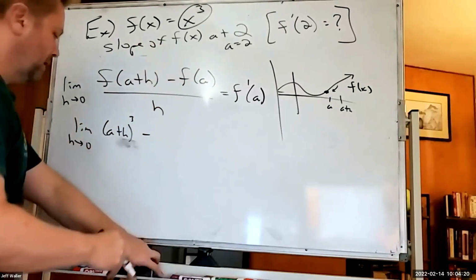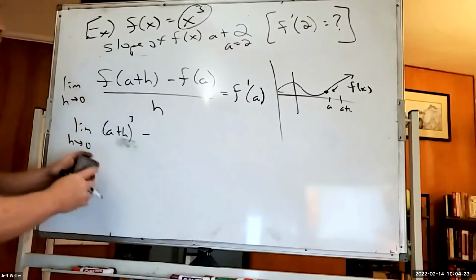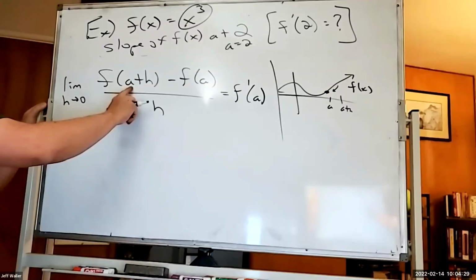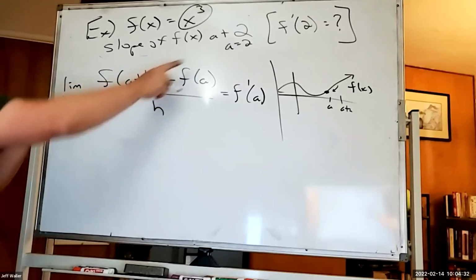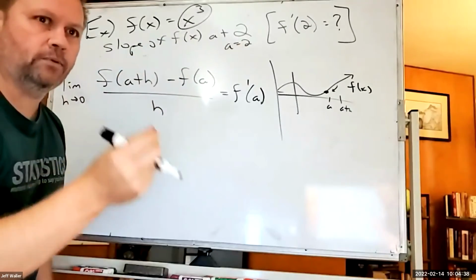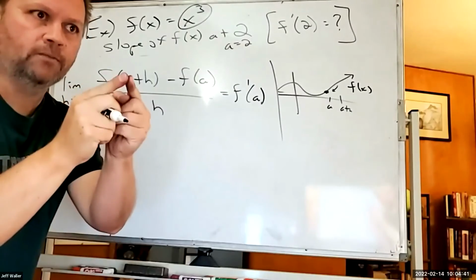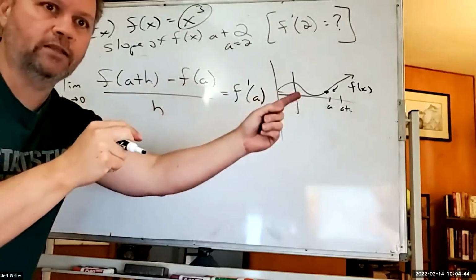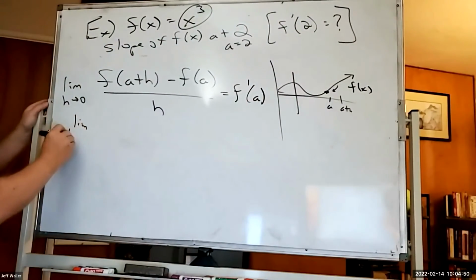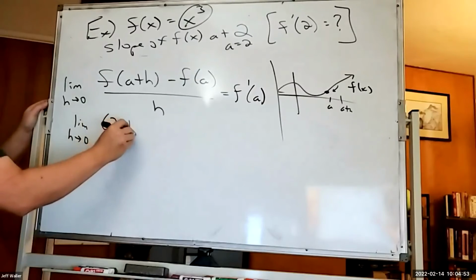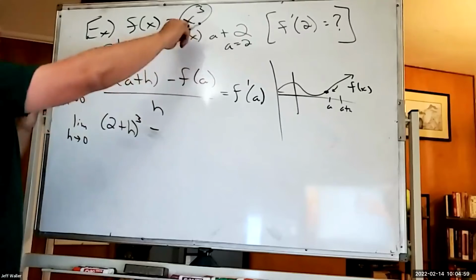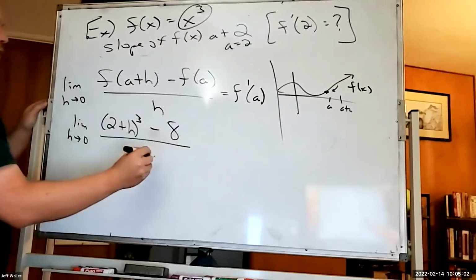Oh, let me back up a second. What was a again? Let's be more specific. What is a? 2. It's always the input that you're interested in, and we're interested in the point 2 for this problem. So the limit as h goes to 0 of 2 plus h cubed, minus f of 2, which is still 8, over h.